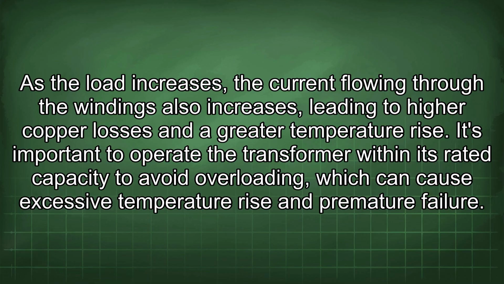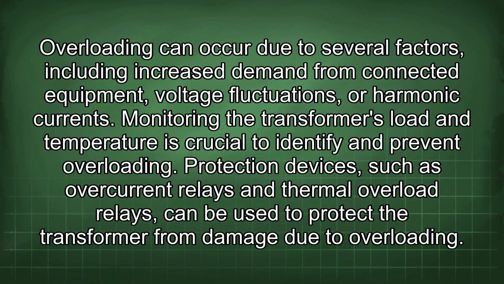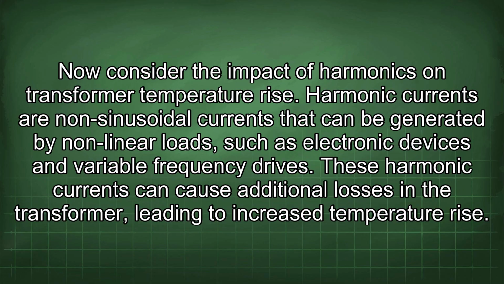It's important to operate the transformer within its rated capacity to avoid overloading, which can cause excessive temperature rise and premature failure. Overloading can occur due to several factors, including increased demand from connected equipment, voltage fluctuations, or harmonic currents. Monitoring the transformer's load and temperature is crucial to identify and prevent overloading. Protection devices such as overcurrent relays and thermal overload relays can be used to protect the transformer from damage due to overloading.